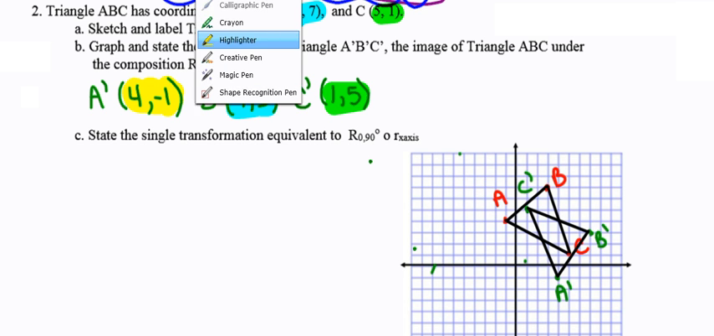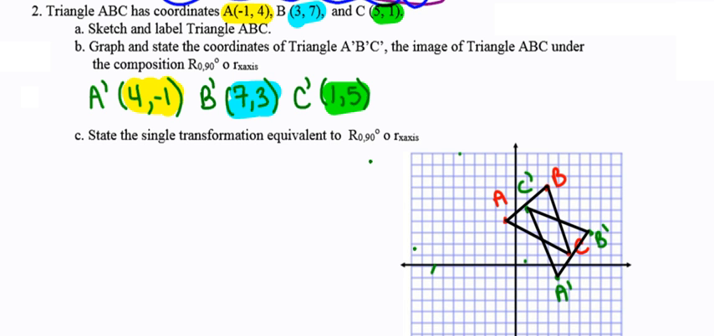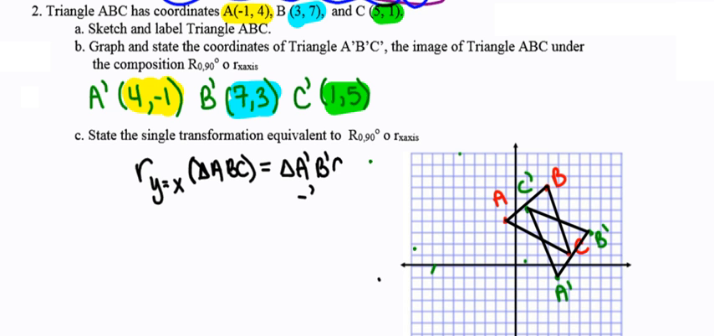I also happen to know that that's the rule that you use for reflecting a point across the line y equals x. So the single transformation that's equivalent here is a reflection across the line y equals x of triangle ABC, and that resulted in our new triangle A'B'C'. So actually the single transformation that was performed was a reflection in the line y equals x.